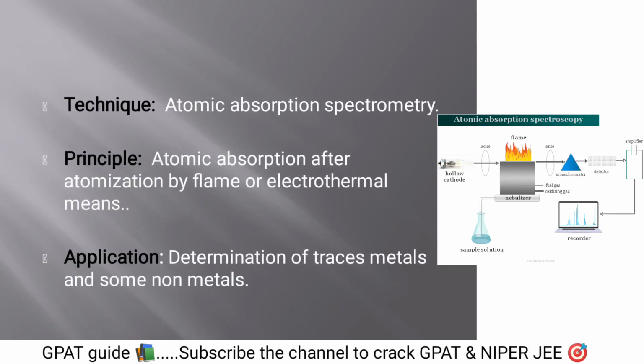Next technique is the atomic absorption spectrometry, which is based on the principle of atomic absorption after atomization by flame or electrothermal means. Application of this technique is the determination of trace metals and some non-metals.